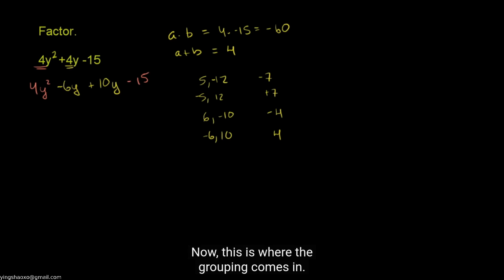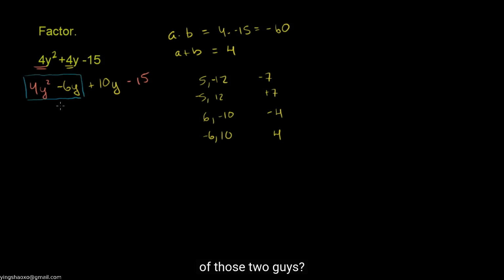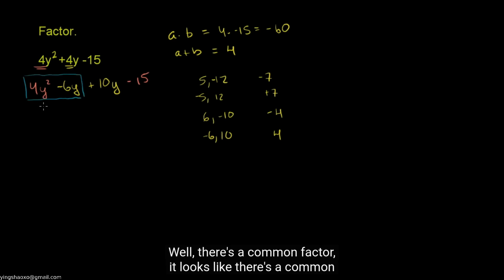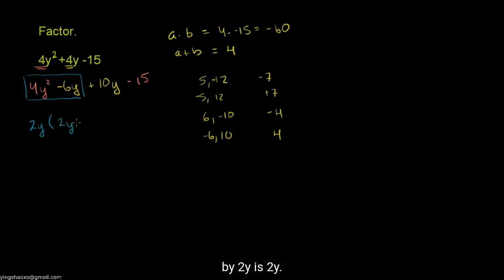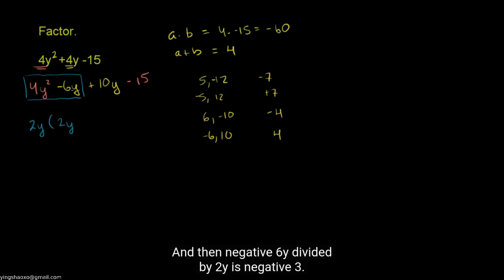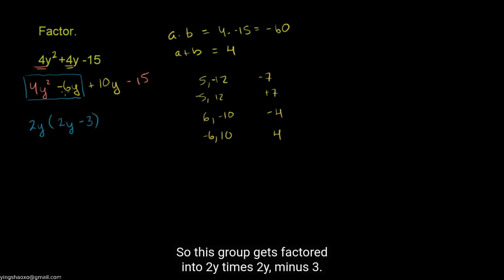Now, this is where the grouping comes in. You group the terms. So let's see. Let me do it in a different color. If I take these two guys, what can I factor out of those two guys? Well, there's a common factor. It looks like there's a common factor of 2y. So if we factor out 2y, we get 2y times 4y squared divided by 2y is 2y. And then negative 6y divided by 2y is negative 3. Negative 3. So this group gets factored into 2y times 2y minus 3.